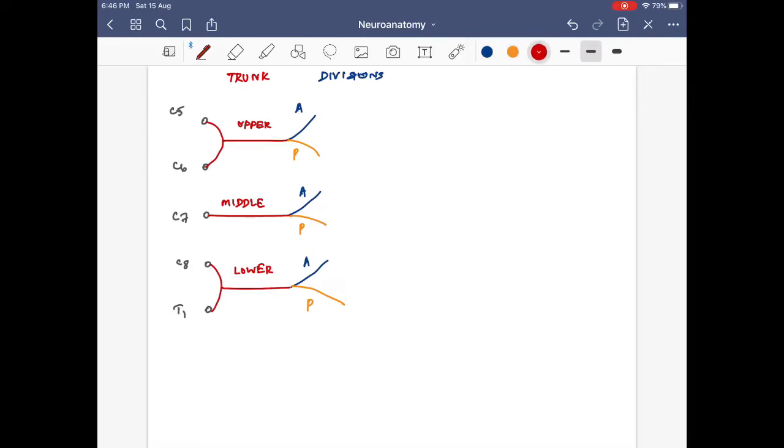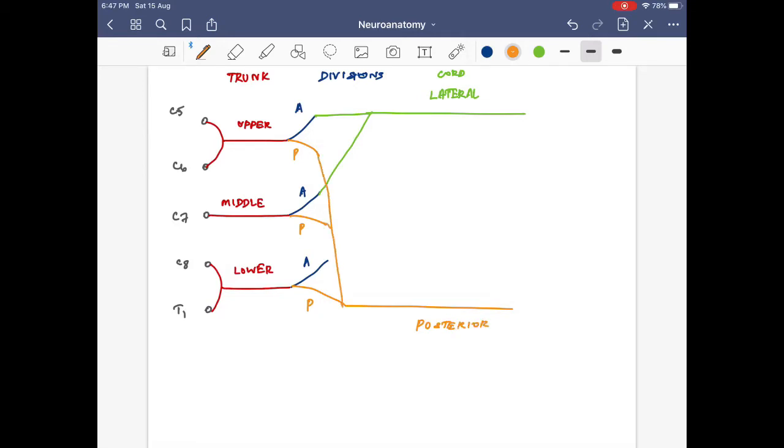Now comes the cords. So again a different color for the cords. So first I am drawing the lateral cord, which is formed by the union of the anterior divisions of both upper and middle trunk. So upper and middle trunks will unite together to form the lateral cord, anterior divisions. Then drawing the posterior cord. Posterior cord will be formed by the union of all the three posterior divisions. So all the three posterior divisions will unite together to form the posterior cord.